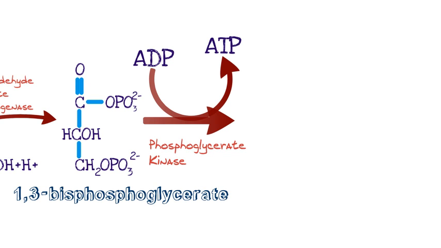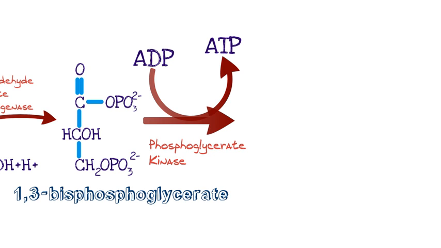Now realize, we're working with one 3-carbon molecule here. We started off with a 6-carbon molecule that got split up into 2 3-carbon molecules. So all the reactions from here on out are in duplicate. So really for every glucose molecule, at this step we're producing 2 ATP. Okay? So think about that and try to understand that.